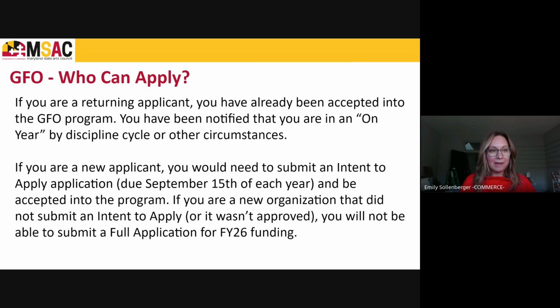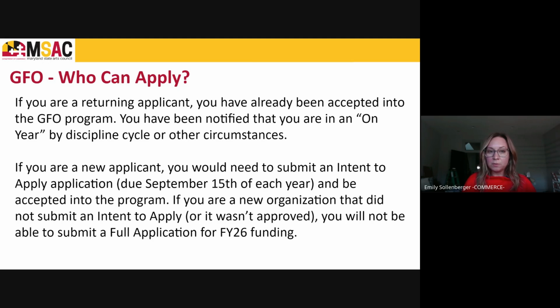Okay, so who can apply? If you're a returning applicant and you've already been accepted to the GFO program, you are eligible to apply for the on-year application. You've probably been notified already, maybe multiple times by myself or Laura, if you are in an on-year cycle by discipline or other circumstances, which we'll get into a little bit. So you should already know if you're in an on-year for this upcoming FY26 cycle or not.